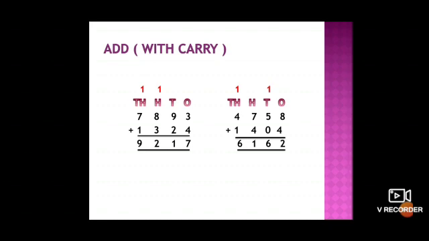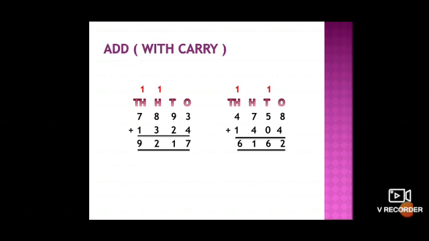Is it clear, children? Let's do one more problem and understand it better. The next question is 4,758 plus 1,404. Okay, so start adding with the ones place. 8 plus 4 is equal to 12. Again remember, 12 has 2 digits and we cannot write 2 digits in one place. So we will write 2 under and take 1 as carry to the next place, which is the tens place.